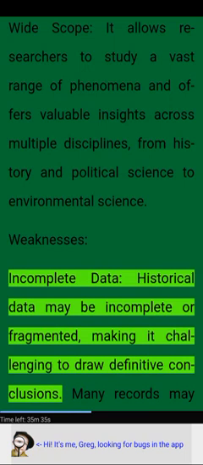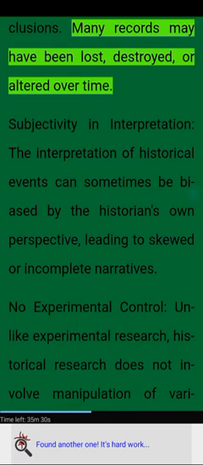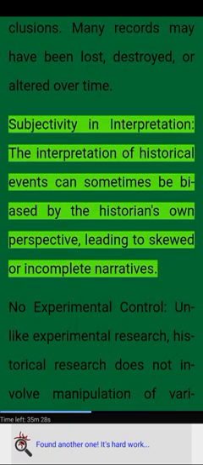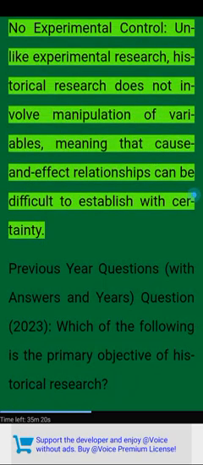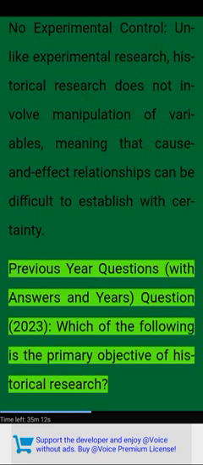Weaknesses. Incomplete data. Historical data may be incomplete or fragmented, making it challenging to draw definitive conclusions. Many records may have been lost, destroyed, or altered over time. Subjectivity and interpretation. The interpretation of historical events can sometimes be biased by the historian's own perspective, leading to skewed or incomplete narratives. No experimental control. Unlike experimental research, historical research does not involve manipulation of variables, meaning that cause and effect relationships can be difficult to establish with certainty.